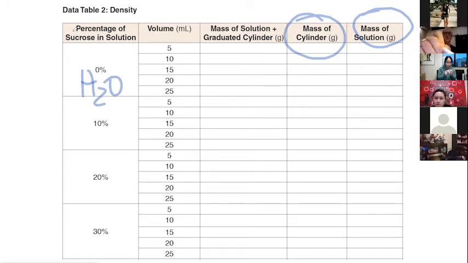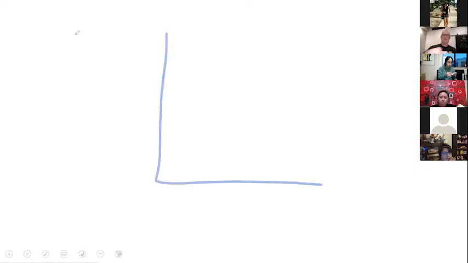So what are we going to do with that information? How are we going to use this information to get the density? Anyone tell me how that works? What are we actually going to plot? What's going to be on the x-axis? What's going to be on the y-axis? We'll start with x. What's going to be on the x-axis here?